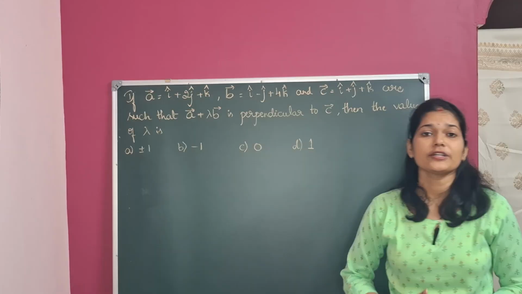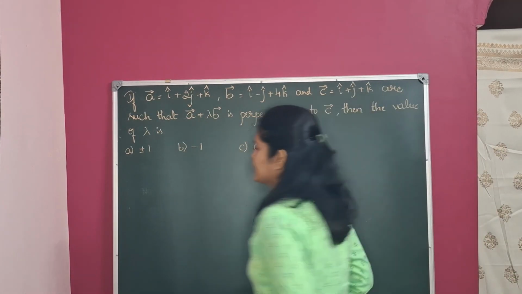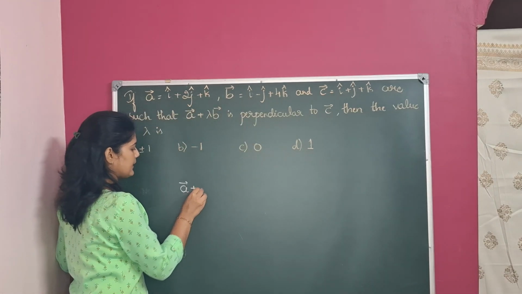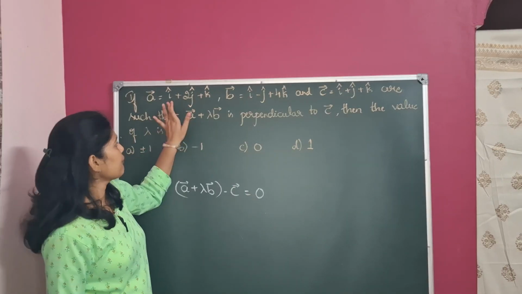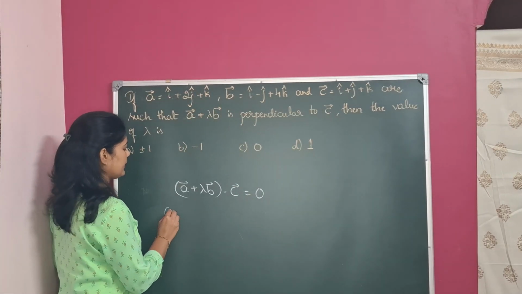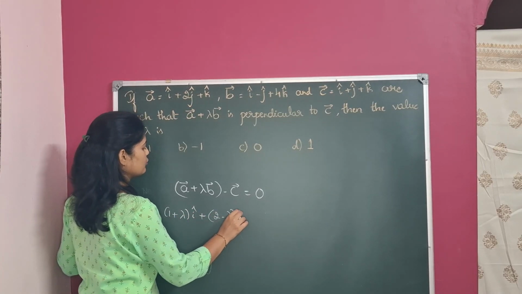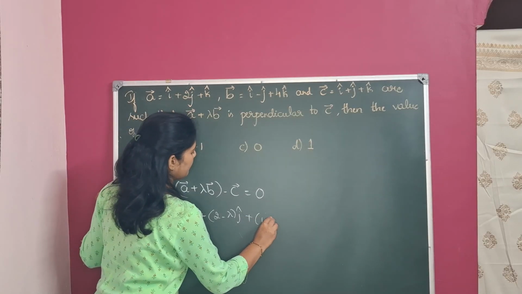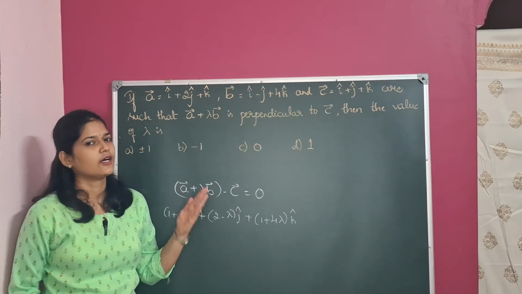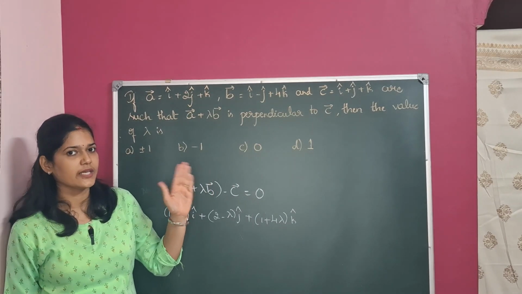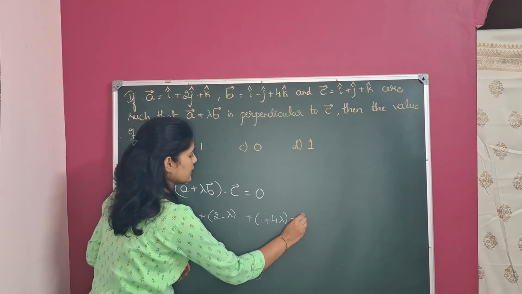That is option A. So, in this problem, they have given a plus lambda b is perpendicular to c. That means their dot product, that is a plus lambda b dot c, will be equal to 0. If we find a plus lambda b, the vector will be 1 plus lambda into i cap plus 2 minus lambda into j cap plus 1 plus 4 lambda into k cap. Dot c. Look at the vector c. It is i cap plus j cap plus k cap. That means dot product will be this. That is equal to 0.